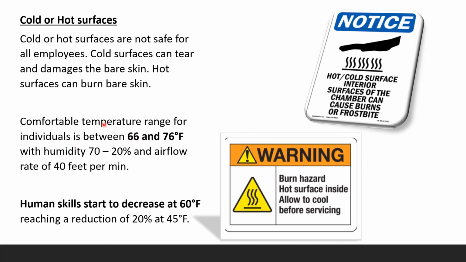So therefore, we have to make sure the temperature range is between 66 to 76 degrees Fahrenheit, and that's your comfortable temperature range. Humidity, we want to set at 20 to 70%. Airflow, we want to set at 40 feet per minute in the manufacturing environment. Why is it so important? It's because human skills start to decrease at 60 degrees Fahrenheit, and reach a reduction of 20% at 45 degrees Fahrenheit. So therefore, make sure you set a comfortable temperature between 66 to 76 degrees Fahrenheit.